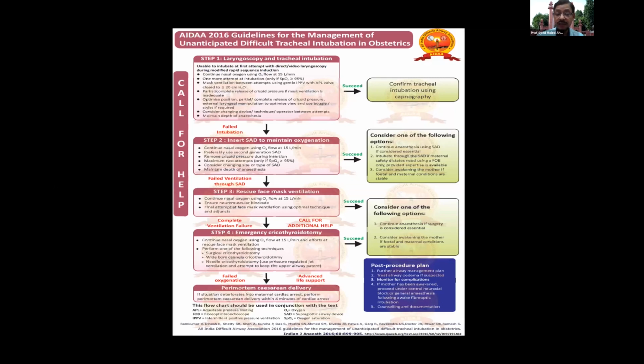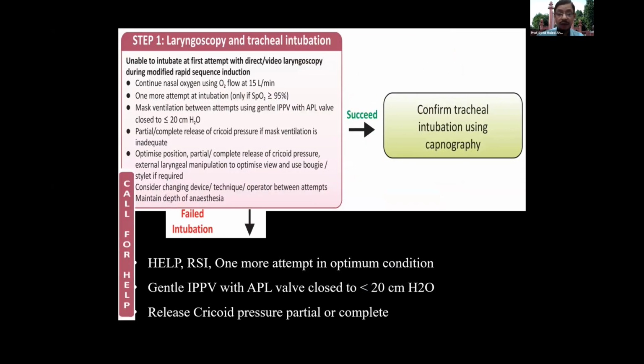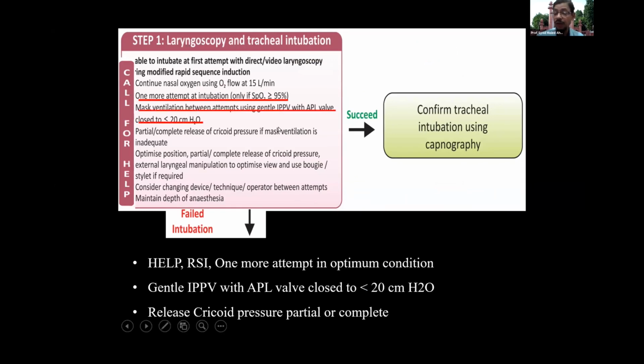So this also has 4 steps, and the 5th step is primarily for cardiac arrest situations. Now, in the first step, we call for help. And here in the pregnant lady, we don't recommend two attempts. We recommend only one attempt.